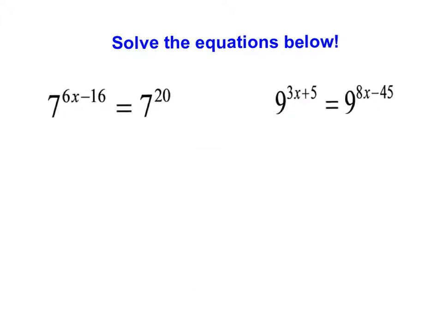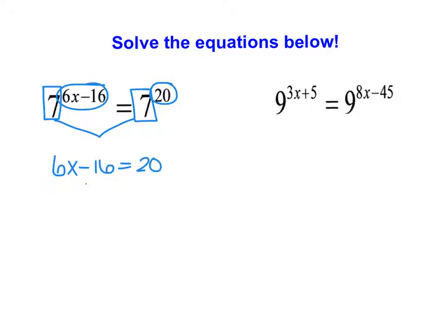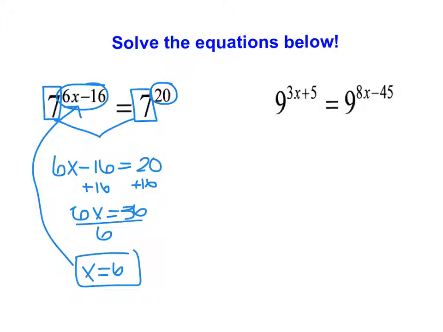So now let's use this same thinking to solve the two examples below. What I first notice in this first example is that both of these have a base of 7. So in order for this equation to be true, if these have the same base, then their two exponents need to have the same value in order for 7 to some power to equal 7 to some power. So I can take my two exponents and set them equal. And then from here, simply use my knowledge of solving equations to solve. And I find that x equals 6 will essentially result in this left-hand side having an exponent that is equal to 20, so that 7 to the power of 20 is equal to 7 to the power of 20.